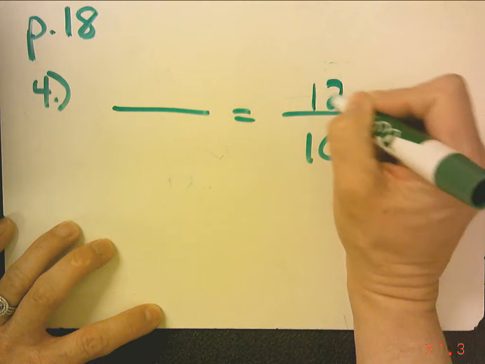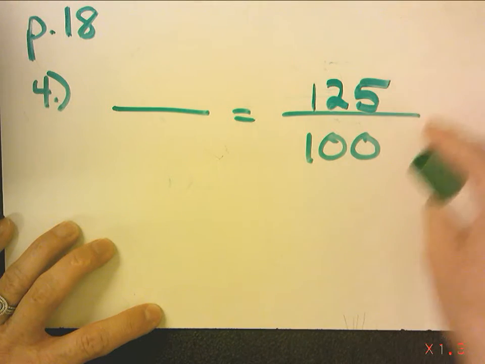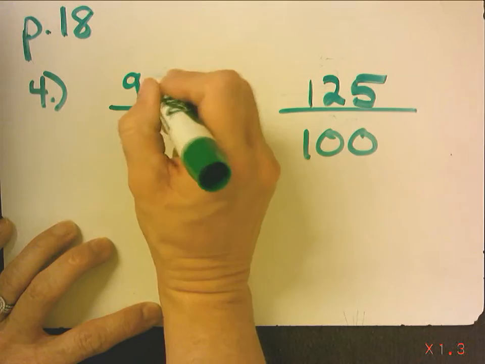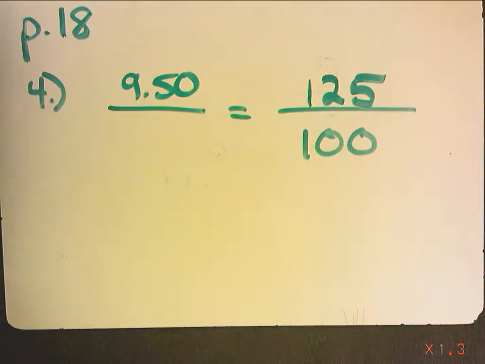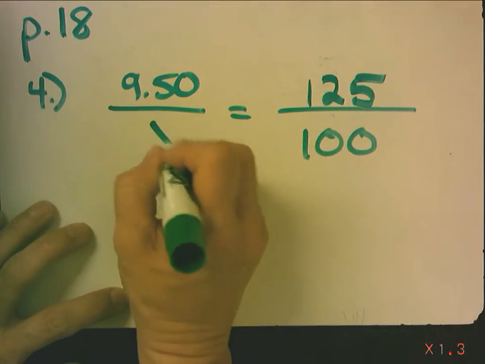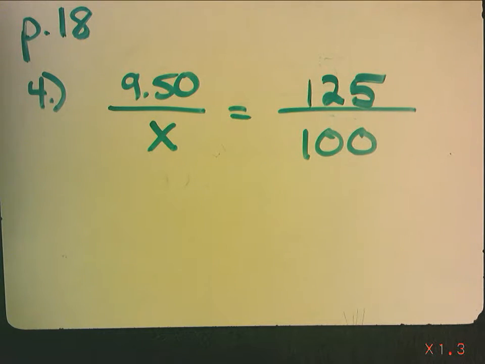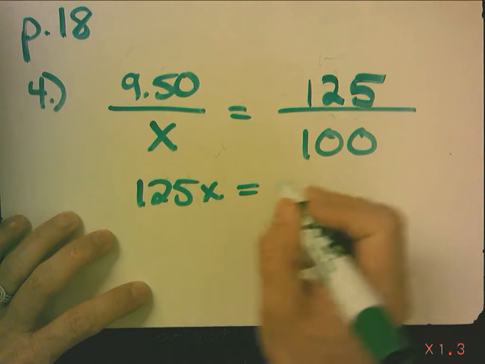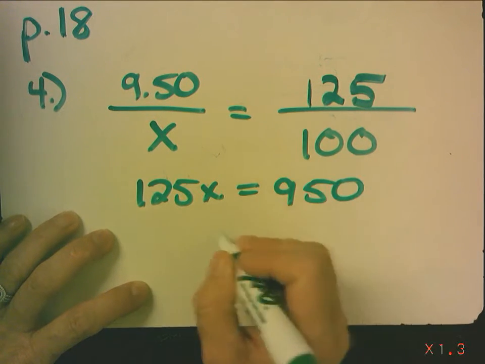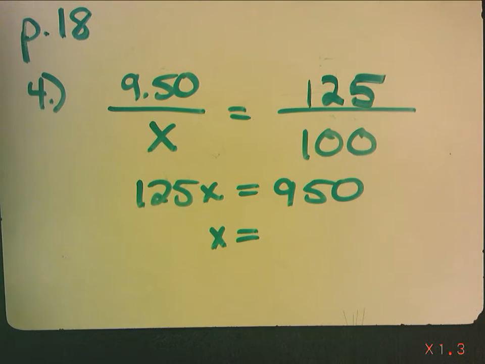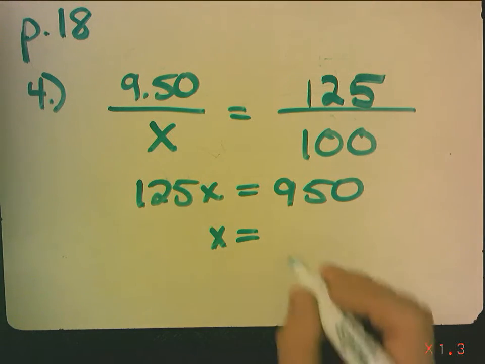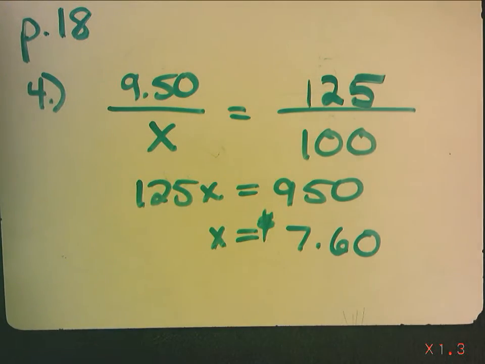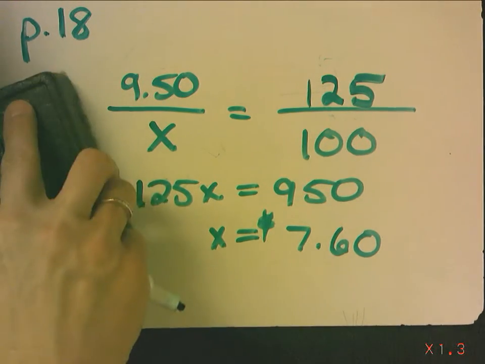But now she's making 125% of the whole of what she made last year. So the 950 represents the increase, the 125%. We want to know what it was before she had a 25% increase. So 125x equals 950. X equals $7.60 if we do the division. Okay, now let's look at number 5.